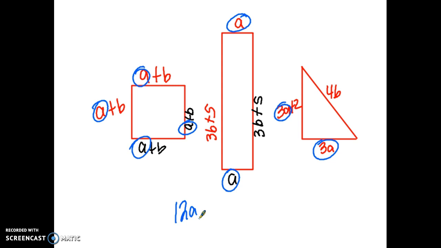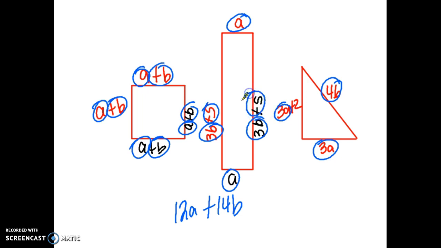I'll move on to my B's. I have 1, 2, 3, 4 B's. 4B plus 3B is 7B. 7B plus 3B is 10B. And 10B plus 4B is 14B. Now I go to my constants. 5 plus 5 is 10. Plus 2 is 12. So my simplified perimeter is 12A plus 14B plus 12.